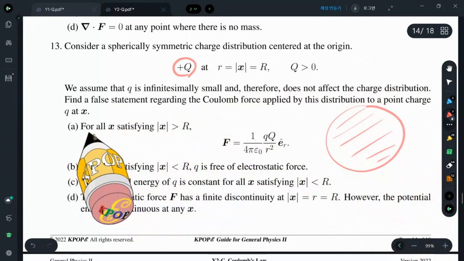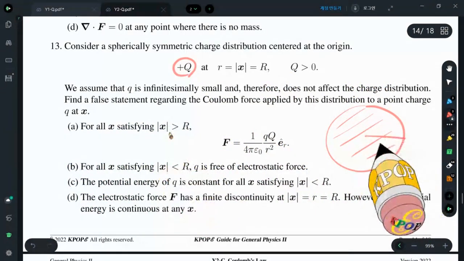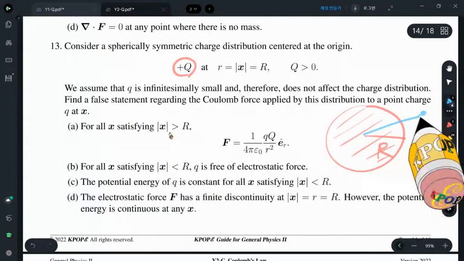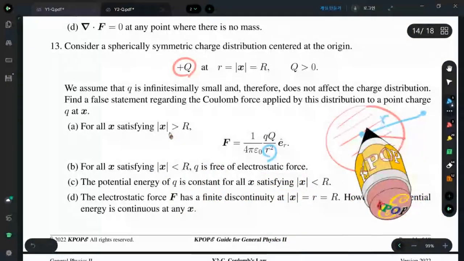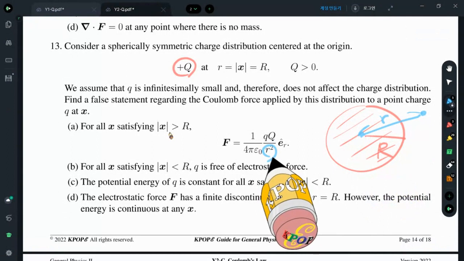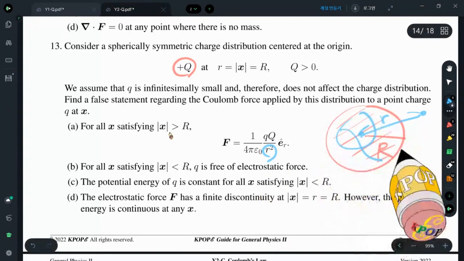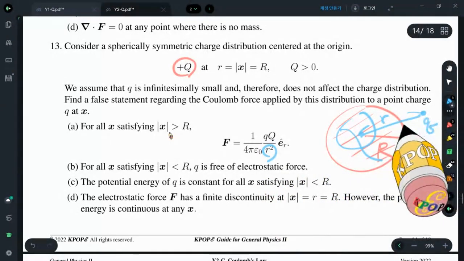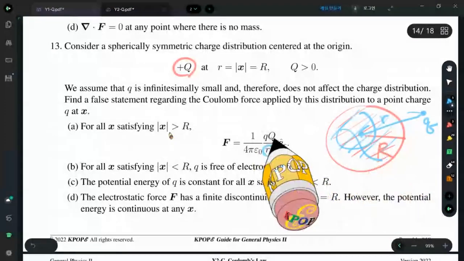For all x satisfying x is greater than radius, we can apply the shell theorem, and the distance between these two objects appears in the denominator according to the inverse square law. The small charge is outside of this shell, so the net charge is capital Q.